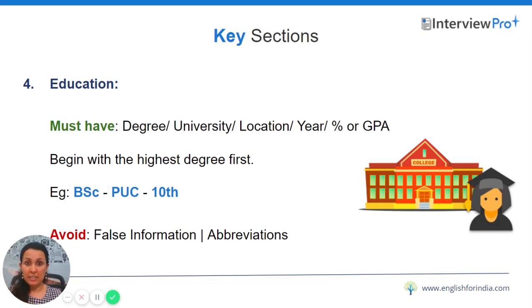Always mention the degree, the university that you have studied from, the location, your year of pass out, and your percentage and GPA. You need not put false information even if you have a gap in your education, and avoid using abbreviations. Your employer will not understand abbreviations, so it is advisable to put in everything in full form and not in a short form.